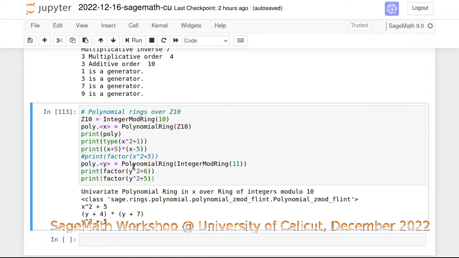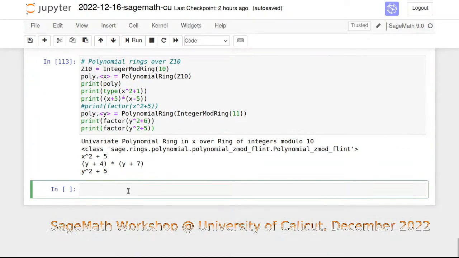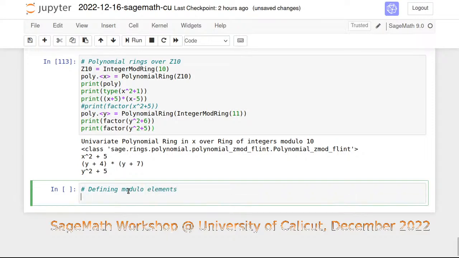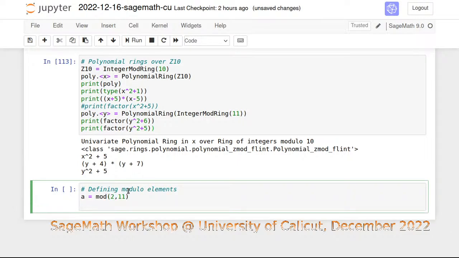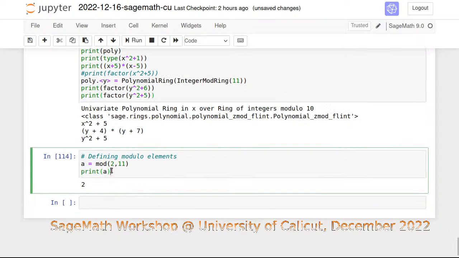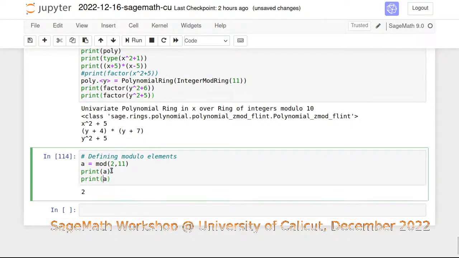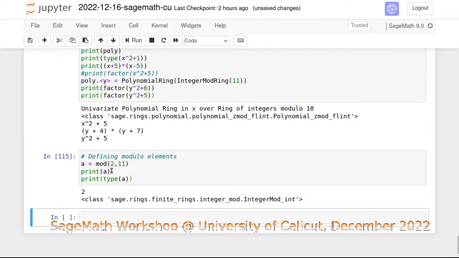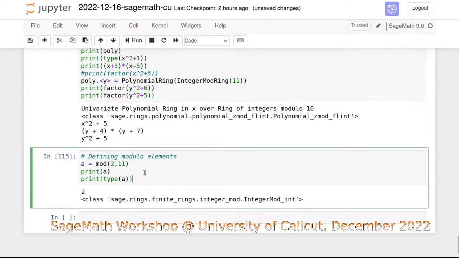So instead of that, the mod command is already there. So using the mod command, we can directly define an element to be a modulo element. So suppose that A we define to be 2 mod 11. So this is the way. So it's 2. Type of A. We define a single element. That's it.